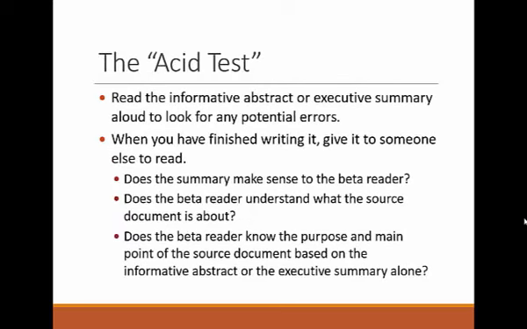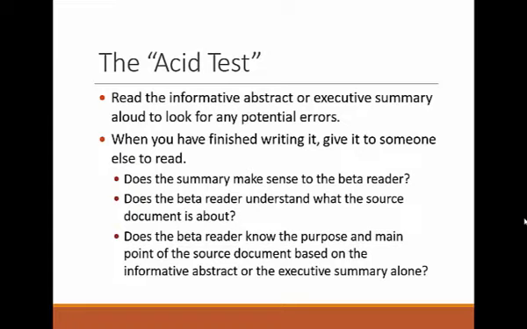Finally, after you've finished writing the source document and then finished writing the informative abstract or the executive summary, you'll need to conduct an acid test, meaning you should make sure that what you've written will actually be useful to the reader. One way to do this is read it aloud. As with other types of writing, this method will help you identify awkward sentence structure and misused words more easily. However, that may not be practical for longer documents.